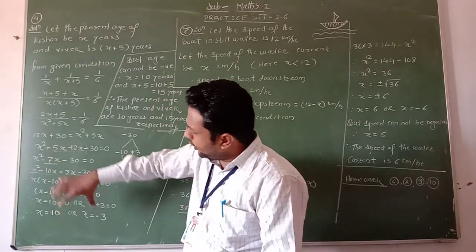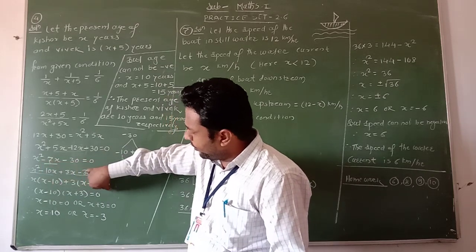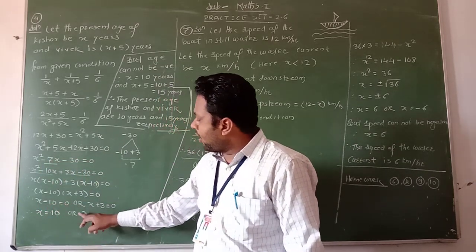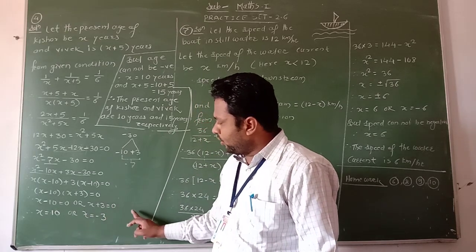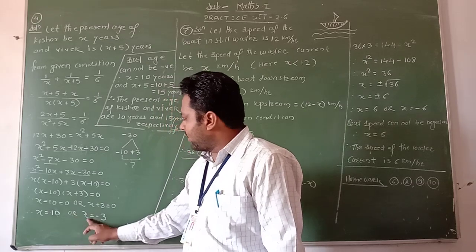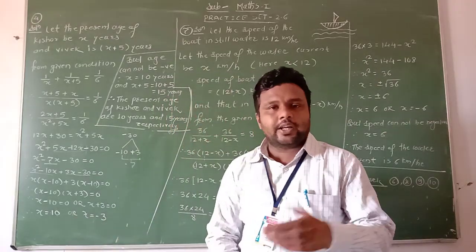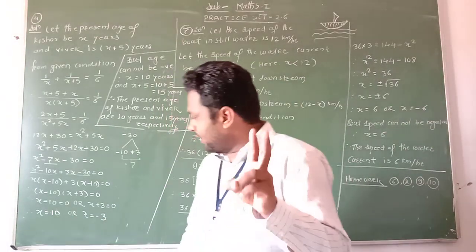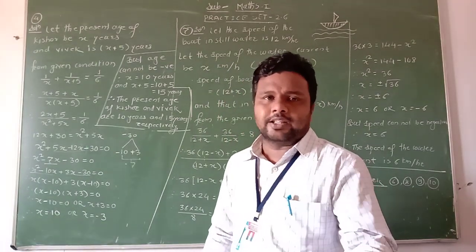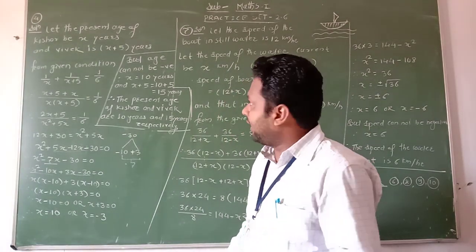Now the multiplication of these two brackets is equal to 0. Therefore I write x minus 10 is equal to 0 or x plus 3 is equal to 0. Therefore x is equal to 10 or x is equal to minus 3. Here we get the values of x, that is 10 and minus 3. But x is related to ages and age cannot be negative.